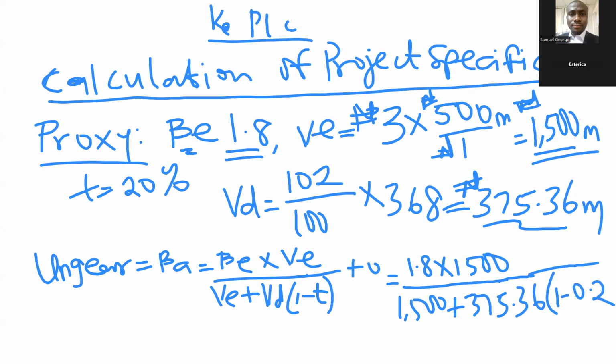So what is the answer? What is our beta asset? The beta asset here will be 1.8 times 1,500 over the denominator. Let me do it this way. Follow the rule of BODMAS. Let me deal with the denominator inside my calculator first. 1 minus 0.2 is 0.8. 0.8 times 375.